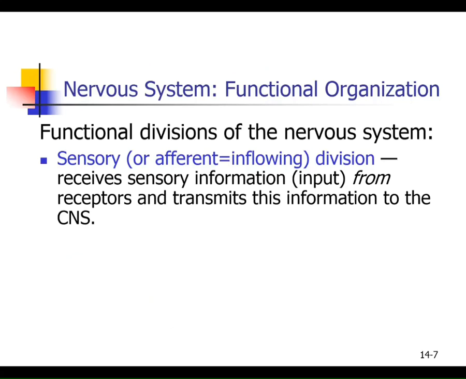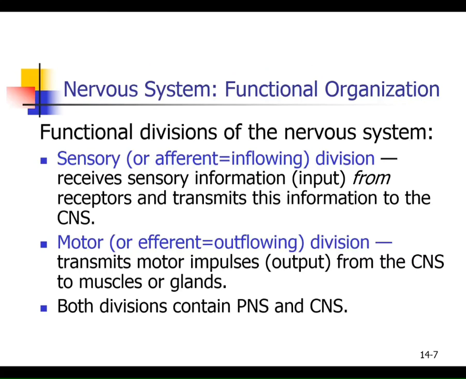Then there's also the motor division. This side is sending signals out. Think movement of some sort. The other name for the motor division is the efferent. Okay, so there's the afferent and the efferent. The efferent, think exit, it's leaving, it's outflowing information. Now, the information that's going out is going to go to a muscle, telling that muscle to contract, or it could be going to a gland, telling that gland to secrete something.